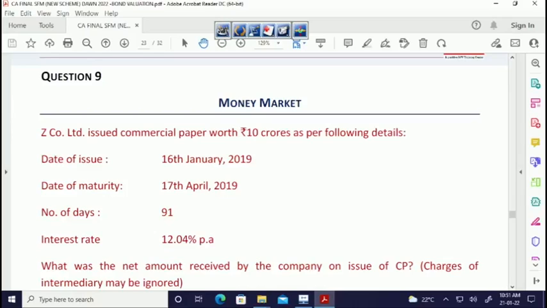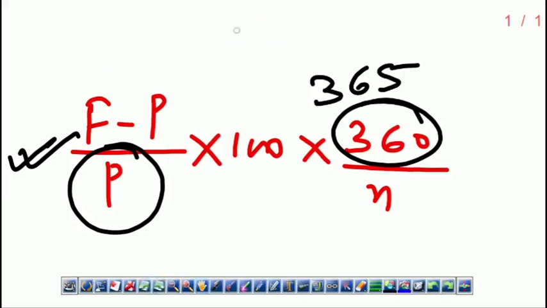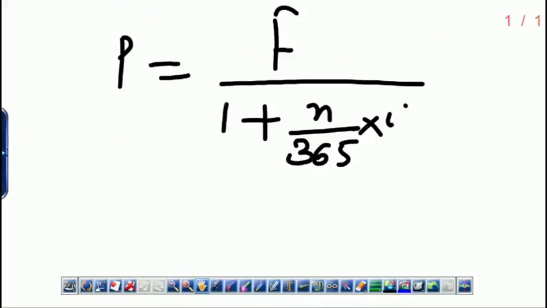What was the net amount received by the company on the issue of commercial paper? Bracket, charges of intermediary may be ignored. I was talking about the charges, the stamp duty, the brokerage and the rating charges. We'll ignore all of them. Find out what was the issue price. So it's a very, very easy sum. Let's do it. We'll apply this formula.